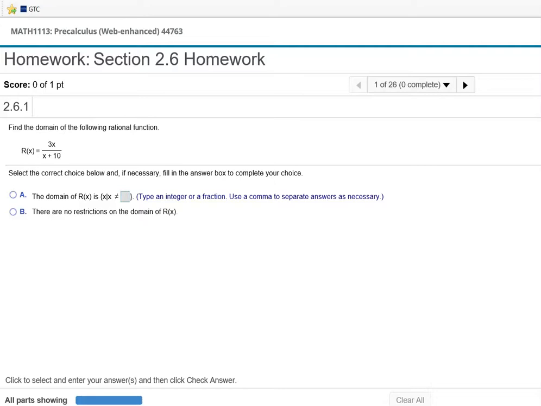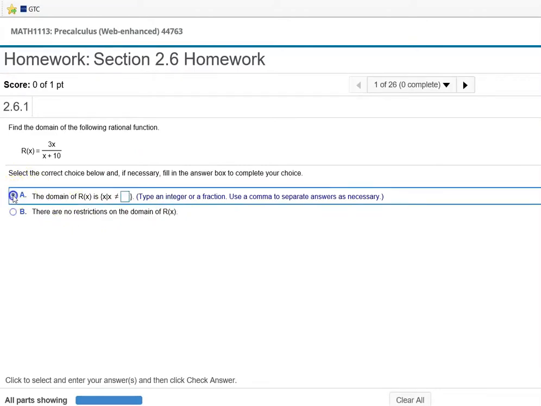Okay, so let me just take a second to show you how this is dealt with in MyMathLab under Blackboard. They say, select the correct choice below, and if necessary, fill in the answer box to complete your choice. So either we're saying there are no restrictions on the domain of the function r of x, which would mean all real numbers, or we're going to say the domain has to be all real numbers except.